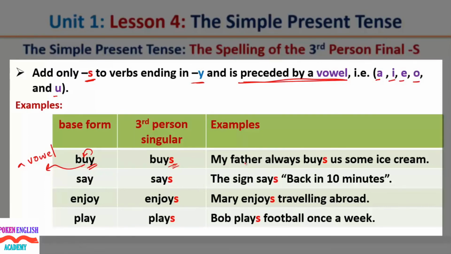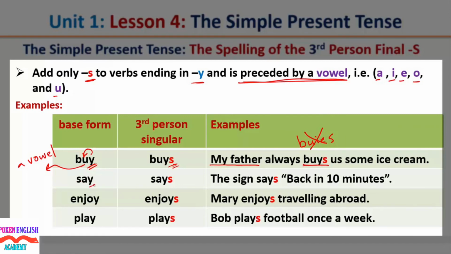Example, my father always buys us some ice cream. My father is a singular noun, so we need to add s to the verb. Okay, so don't delete the y. If you delete the y, then this will be incorrect. This is incorrect. Add only s.